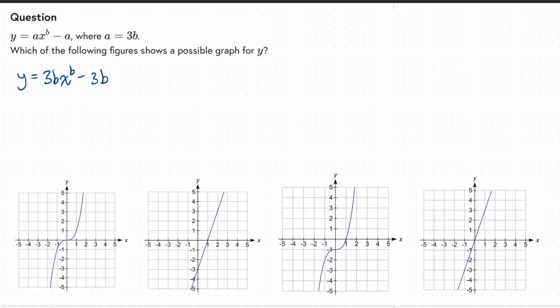Okay. So what happens when x is equal to 0? Well, for this first graph, we can see that when x is 0, y is 0. So I'm just going to draw that on there. For the second one, when x is 0, y is -3. We've got -1 here, and we've got 0, 0 again. So if I'm getting 0, 0, or not getting 0, 0, I'm going to be able to immediately knock out two of these graphs. So what happens if x is 0?